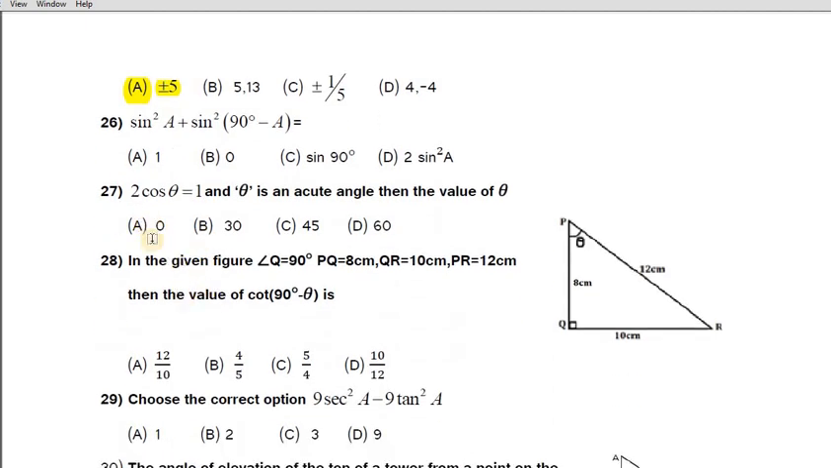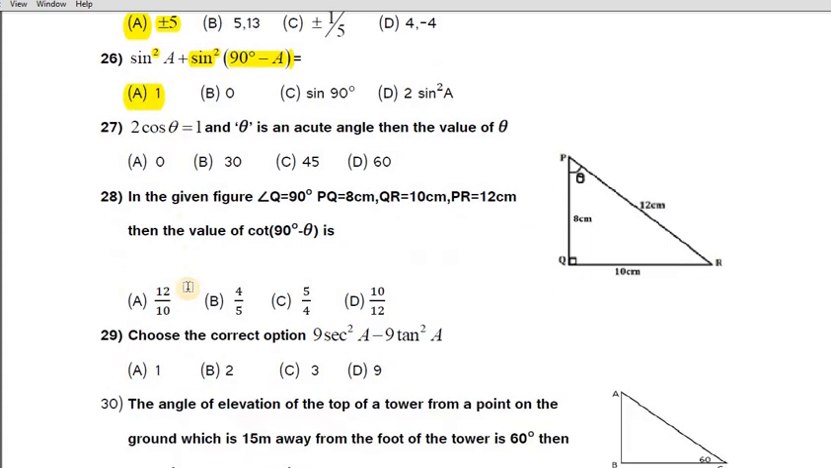Question number 26. Sin square A plus sin square (90 degree minus A) is equal to. Given options are 1, 0, sin 90 degree, 2 sin square A. See, in the place of sin square (90 degree minus A), we can substitute cos square A, because it is a complementary angle. Sin (90 degree minus A) is cos A. So sin square A plus cos square A is equal to 1 by the trigonometric first identity.